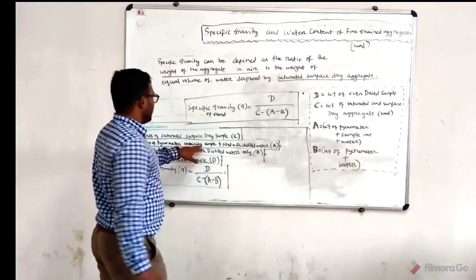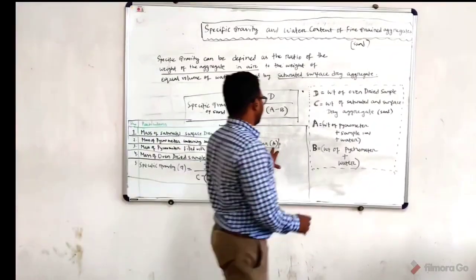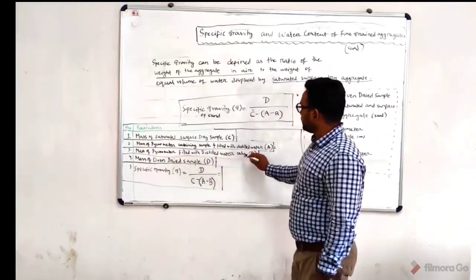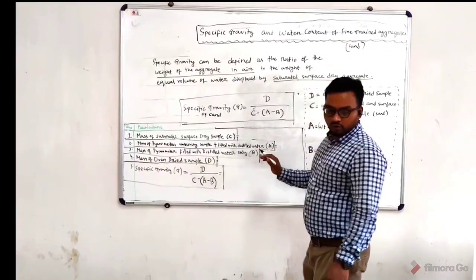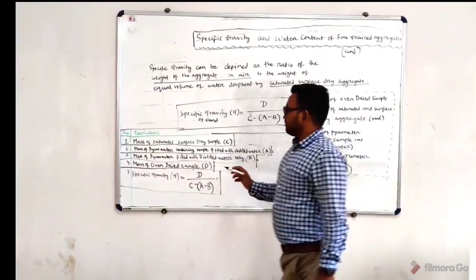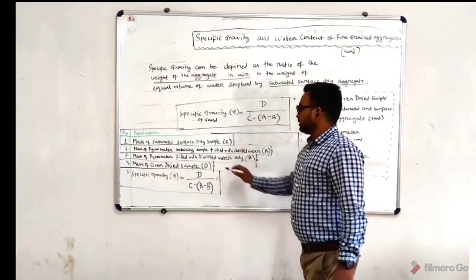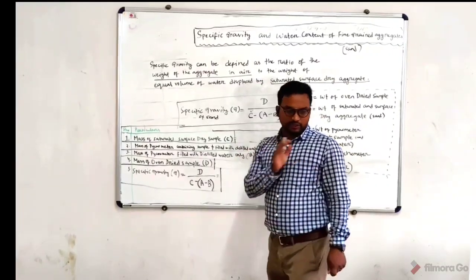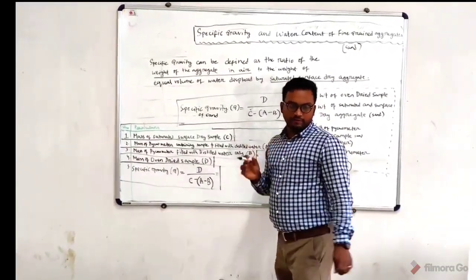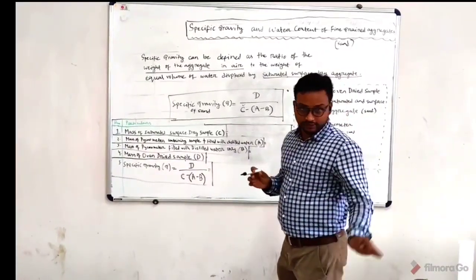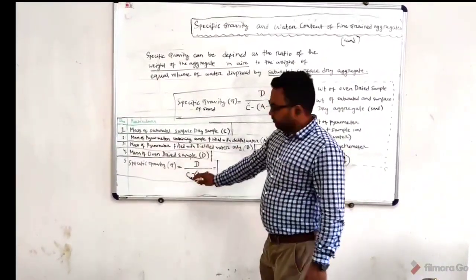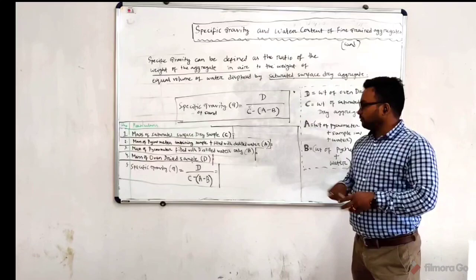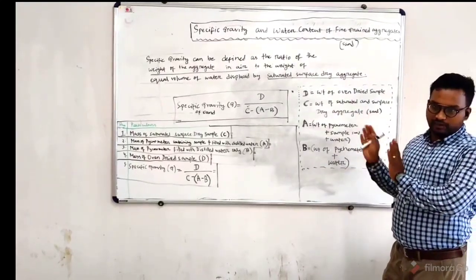Mass of pycnometer containing sample plus filled with distilled water, that is A. We will go into the experiment and know. Mass of pycnometer filled with distilled water only, no sample, only distilled water, that is B. Mass of oven dried sample is D. Oven dried sample mass can be determined 24 hours after completing the primary experiment. Then the formula will be like this: G is equal to D by C minus A minus B. So this is just the brief theory.